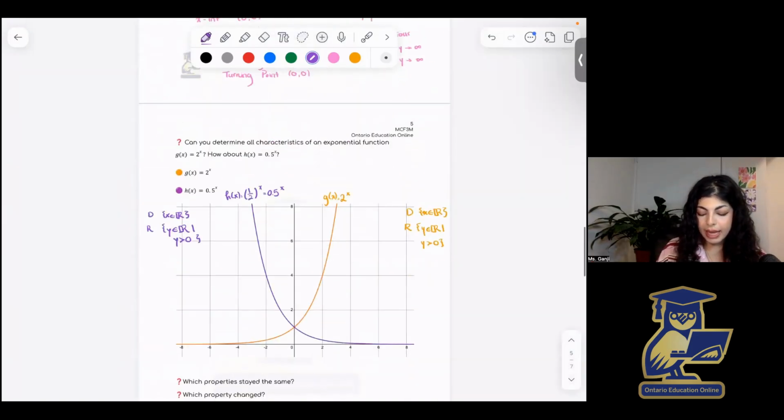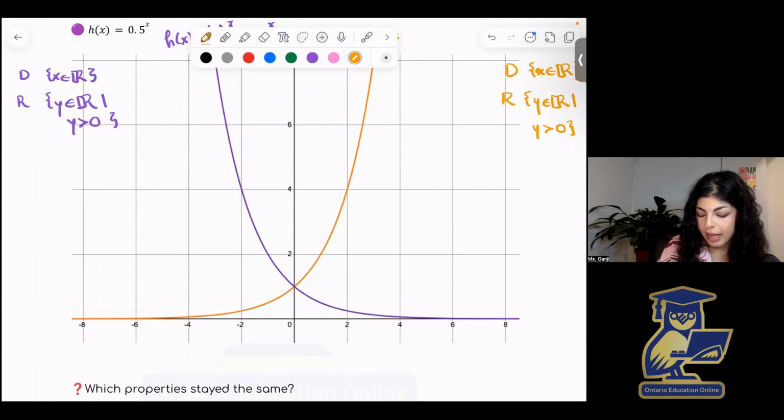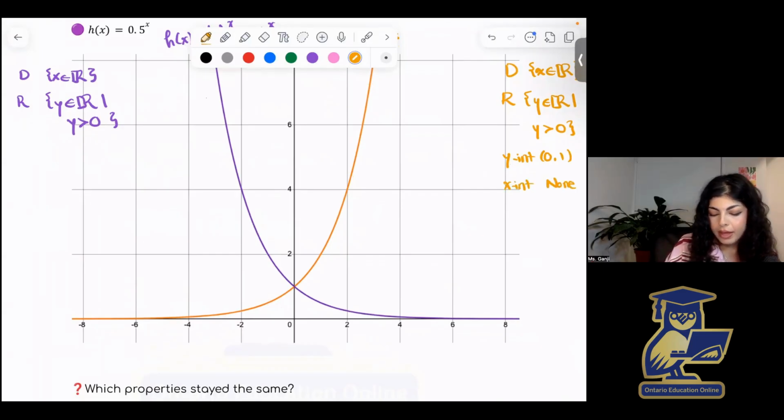Next, we have our x and y-intercept. So neither of these functions have an x-intercept, but they will have a y-intercept, which is at (0, 1), and then x-intercept none. And this will be the same here. The y-intercept is (0, 1), and no x-intercept.